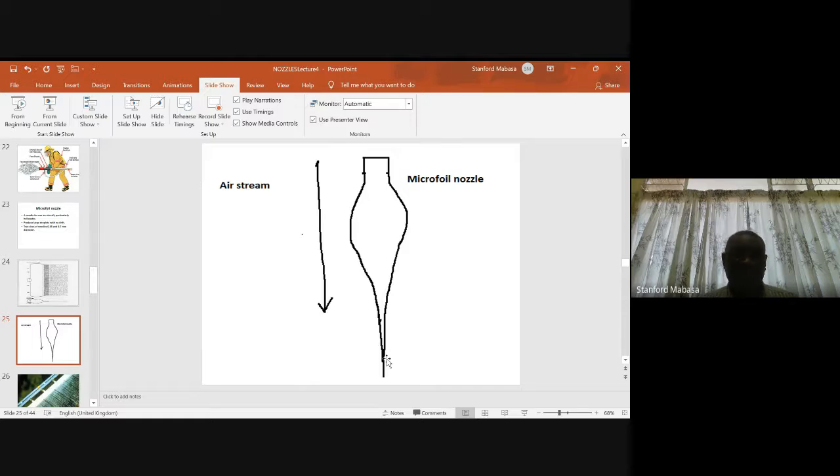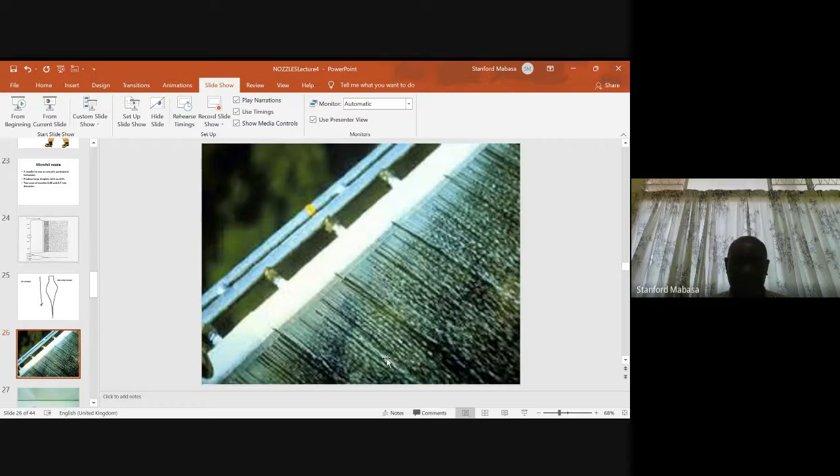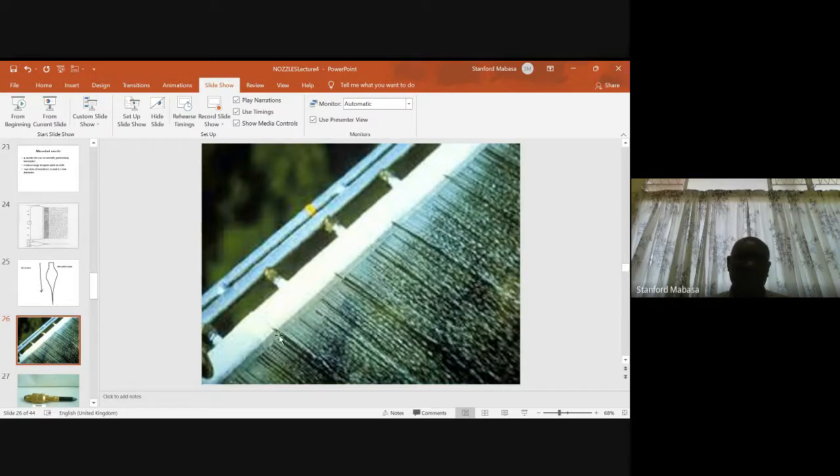It can produce droplets on an aircraft. Here we have got such a nozzle or nozzles fitted on the wing of the aircraft. So the liquid is forced into these needles, creating droplets. So this is suitable for aerial spraying.